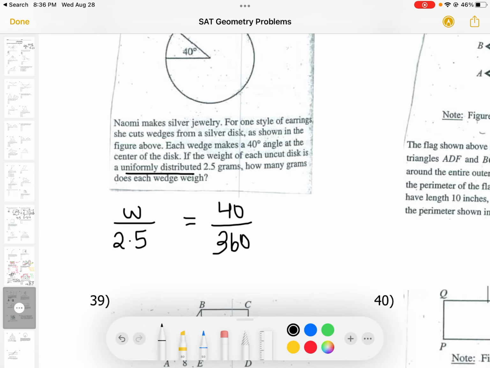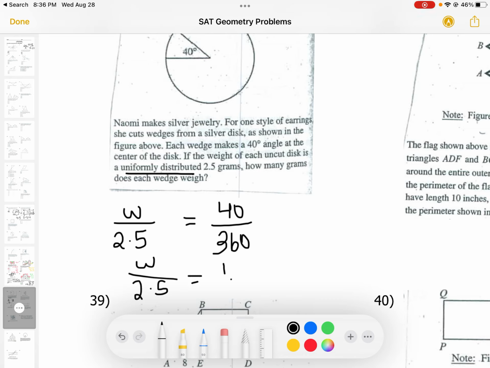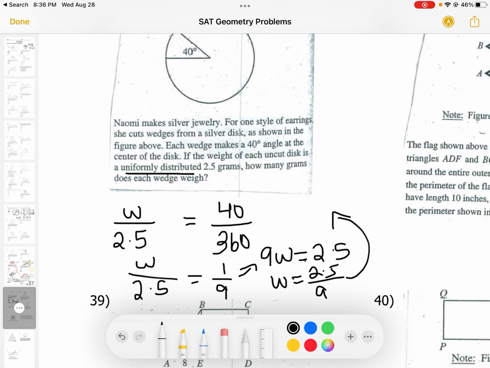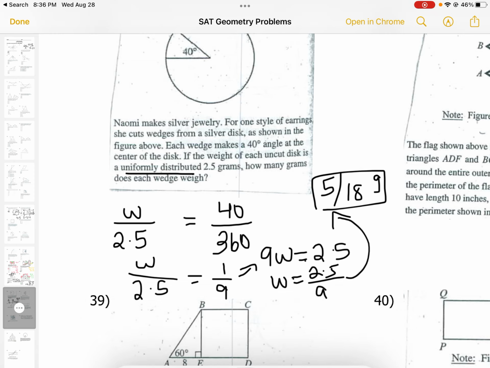So we can just solve this proportion. W over 2.5 is equal to 1 over 9. So 9W is equal to 2.5. Then W is equal to 2.5 over 9, which is 5 over 18. So in grams, each wedge weighs 5/18 of a gram.